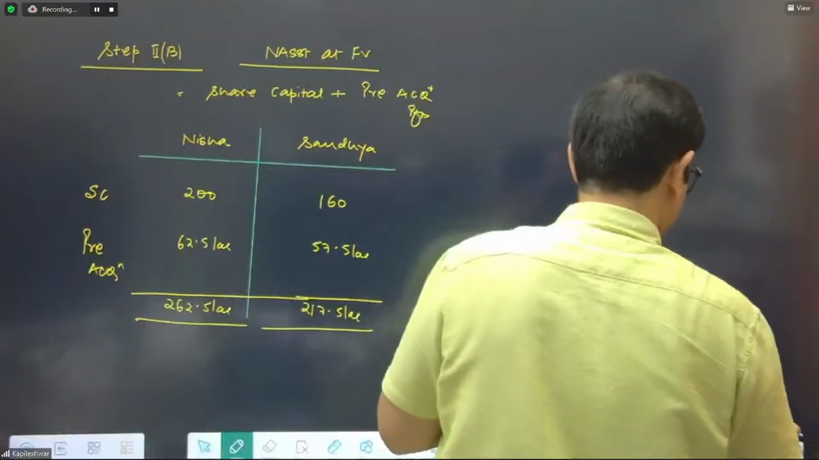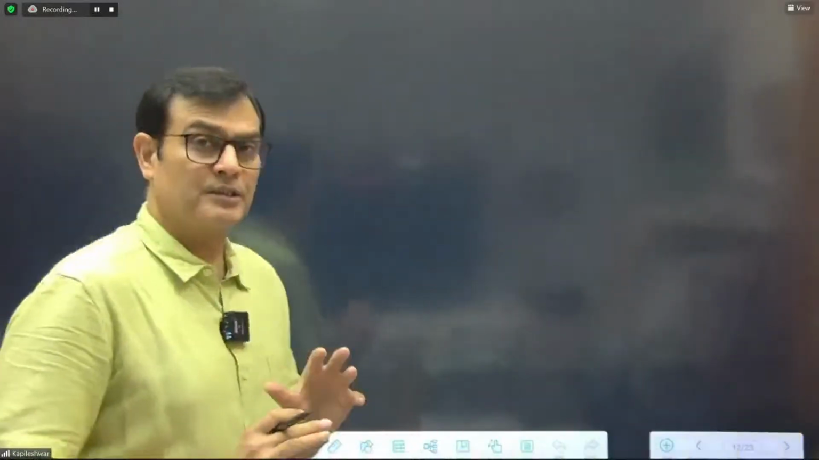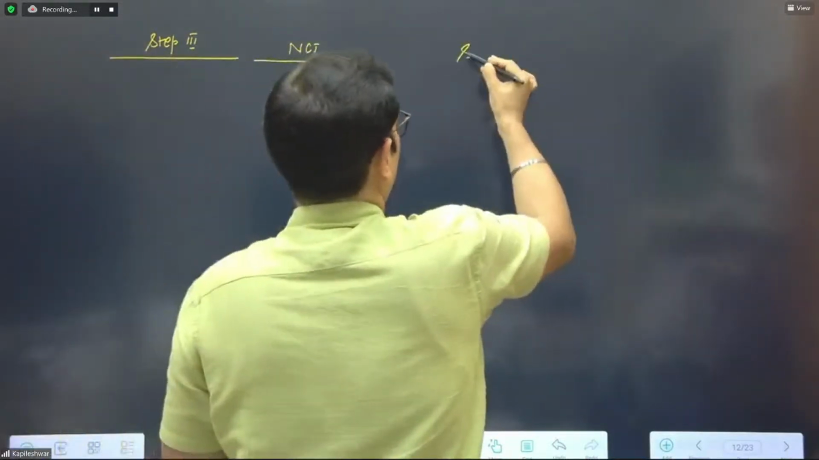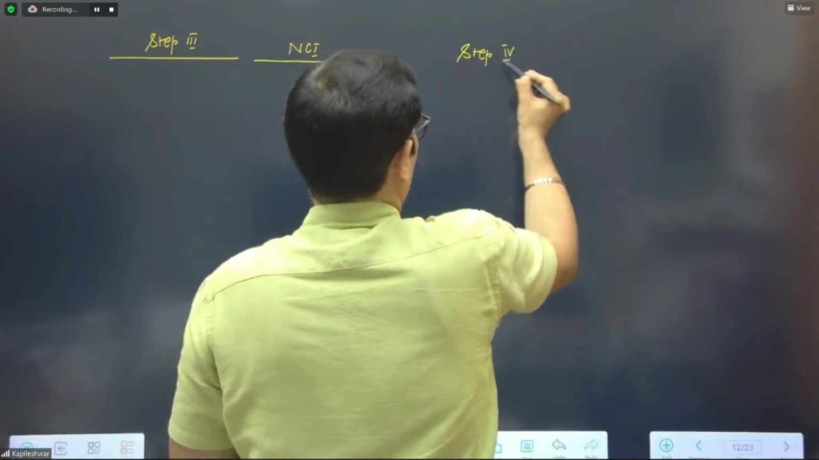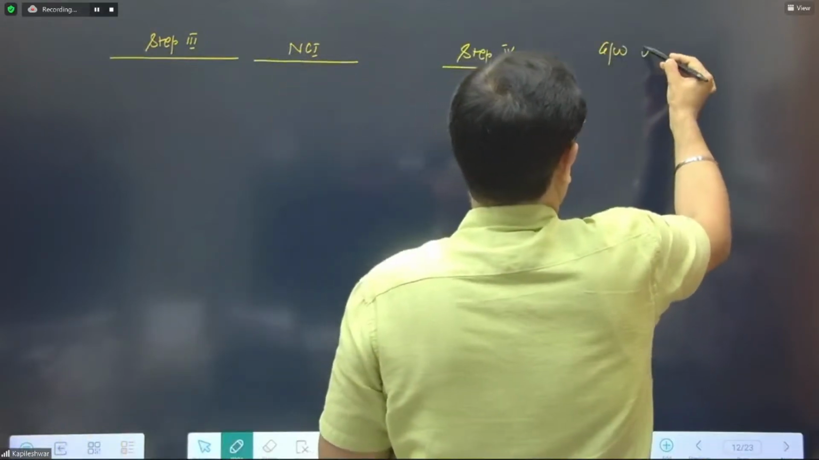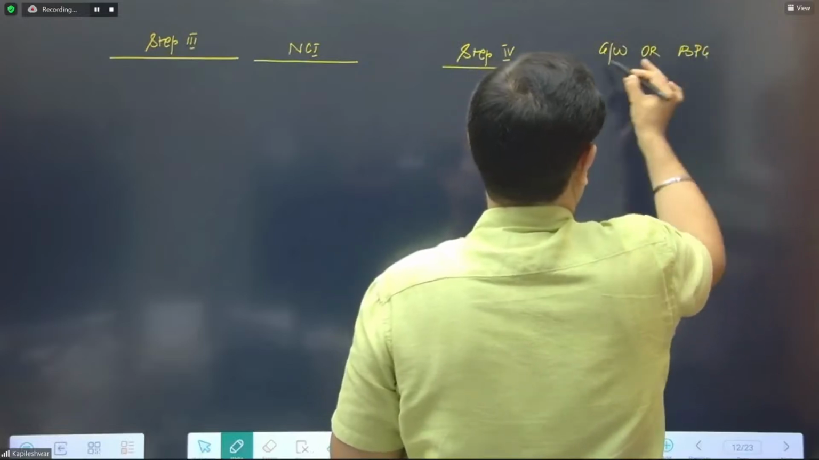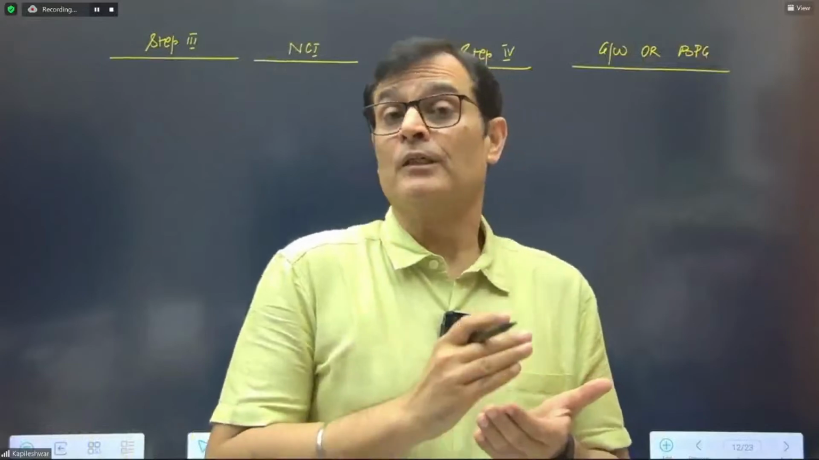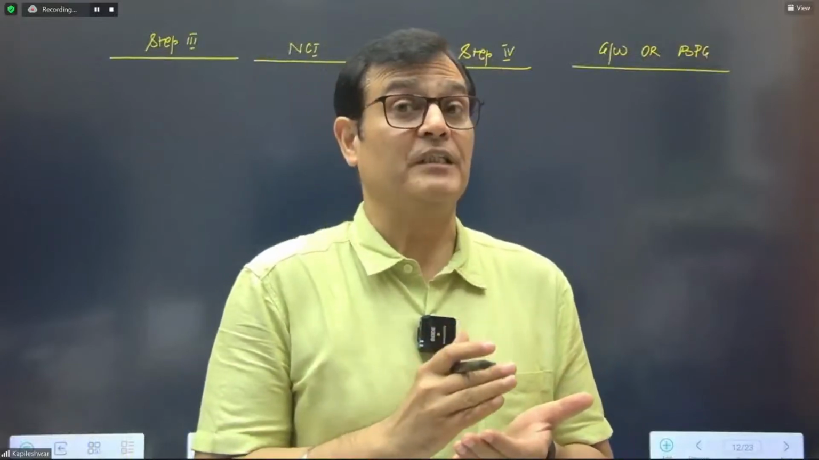Let's create a separate page because I want to do the calculations of the NCI and the goodwill, steps 3 and 4, a bit simultaneously. So let me go to step number 3, which is the calculation of the NCI. And let me also organize step number 4, which is the calculation of the goodwill or the bargain purchase gain, that is capital reserve. Now we need to do 2 calculations, NCI in terms of Nisha and Sandhya, and goodwill or bargain purchase gain in terms of Nisha and Sandhya.